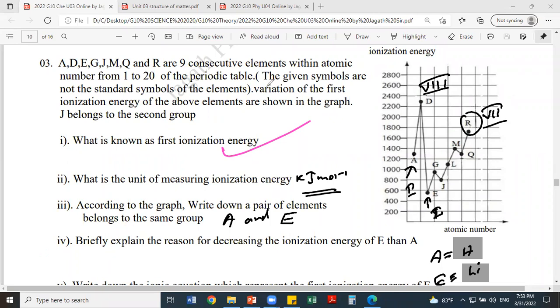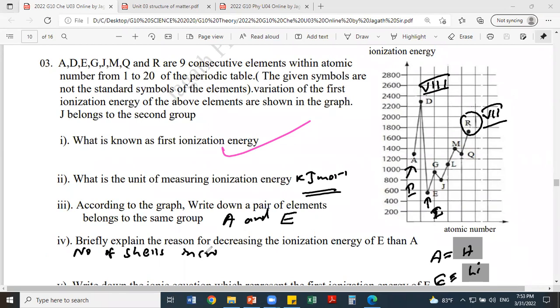Reason for the decrease, any volunteers? What is the reason? Due to the increasing number of shells. The distance between the nucleus and the outermost electron increases, right? The number of shells increases down the group. Then the size of the atom increases.